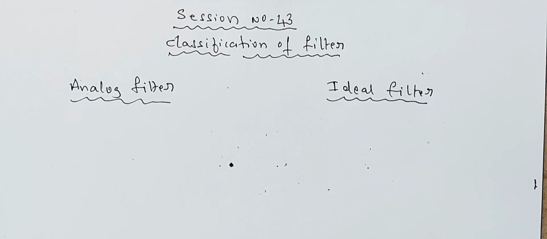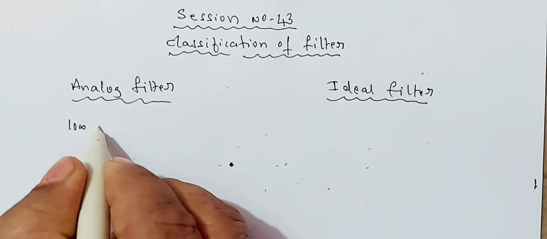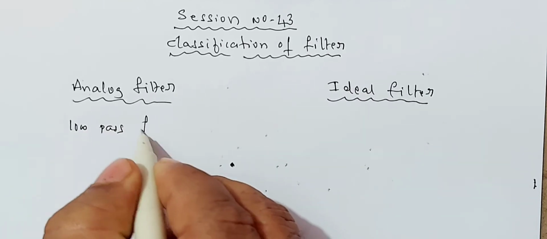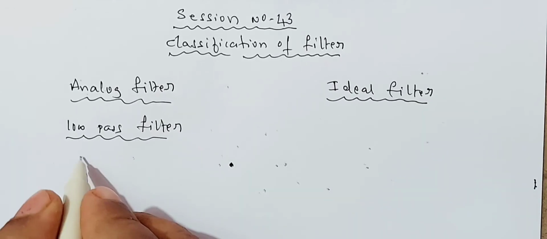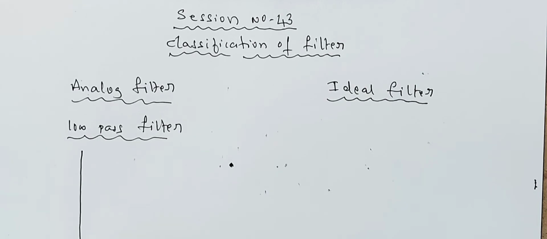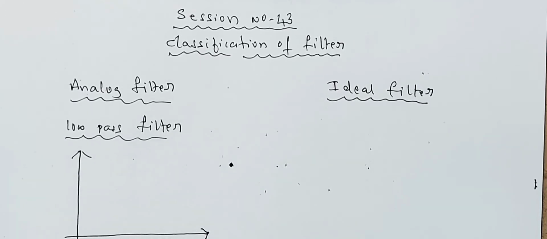I will explain this with a figure. First, I will write the low pass filter. Low pass filter of analog filter. This filter can be classified depending upon its magnitude frequency response. What is magnitude?